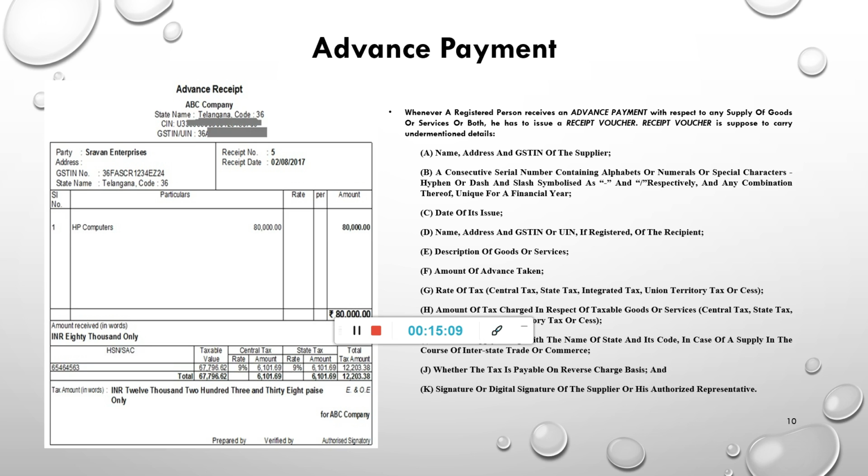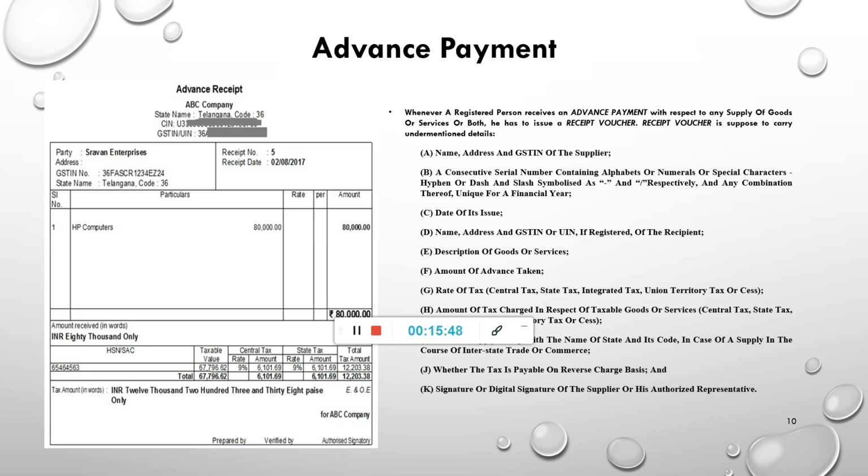That receipt voucher needs to contain the following particulars: name, address and GSTIN of the supplier, consecutive serial number, date of issuance, name, address and GSTIN of the recipient, description of the goods, amount of advance taken, rate of tax, amount of tax charged, place of supply along with the name of the state and its code, whether the tax is payable on reverse charge basis, and signature or digital signature of the supplier.